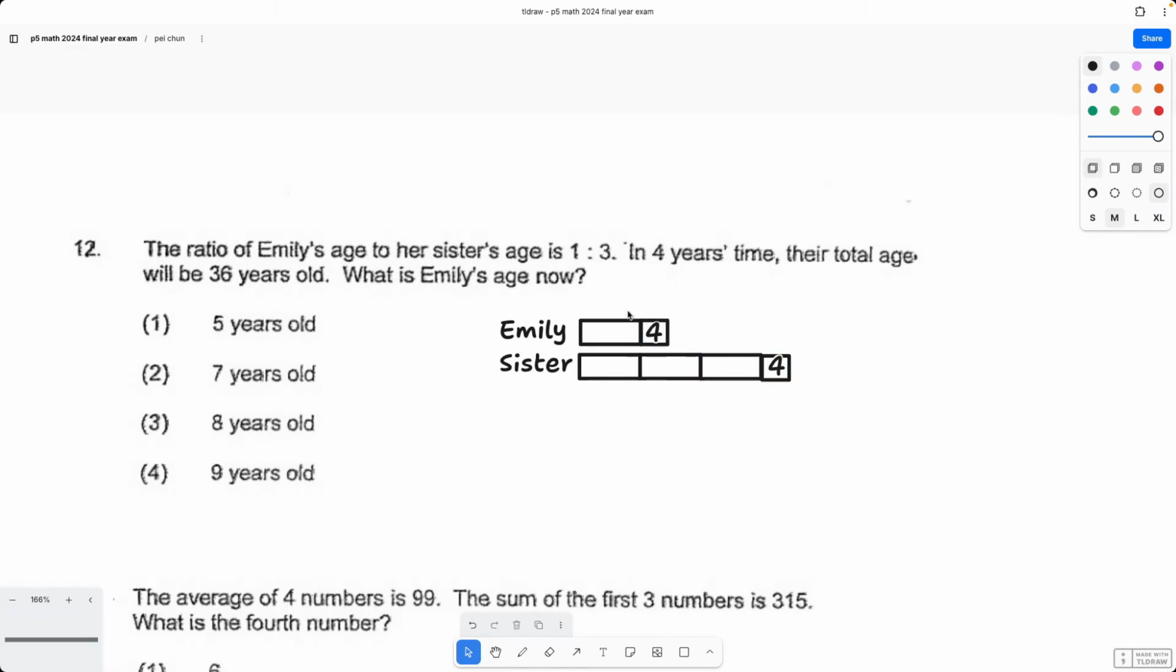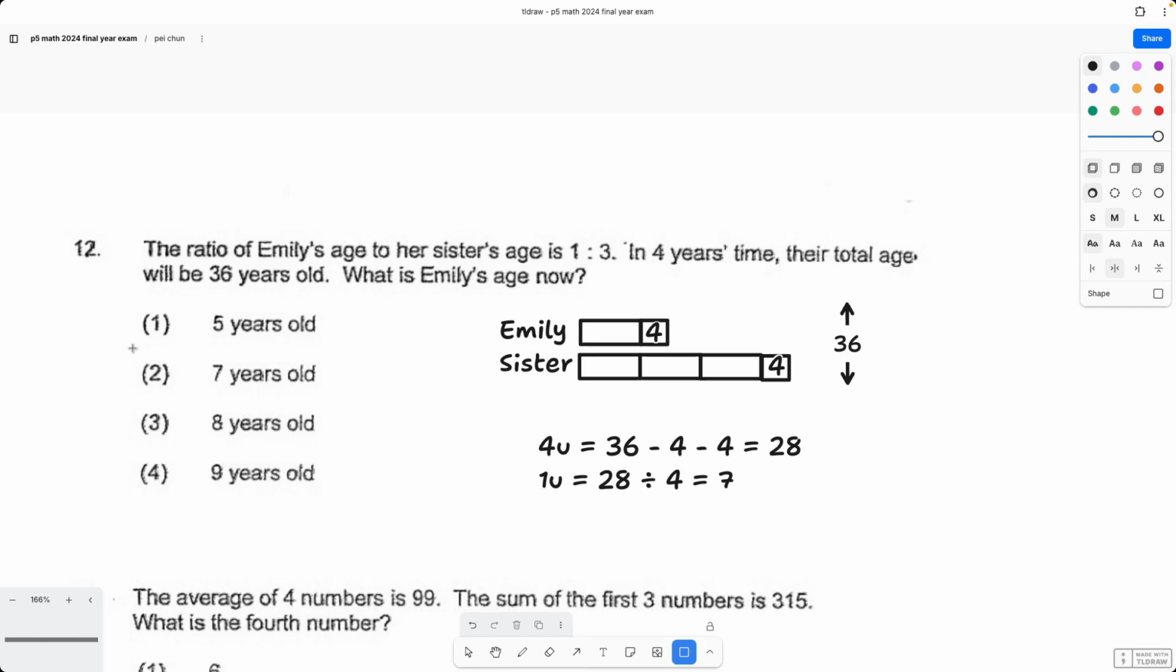So you have 4 and 4. So in 4 years' time, their total age, right, in this case over here, will be 36 years old. Okay, so what is Emily's age now? So that means 4 units is equal to 36 minus 8, and this is equal to 36 minus 8, which is 28. Okay, so 1 unit is equal to 28 divided by 4, which is 7. So the answer to this is 7 years old.